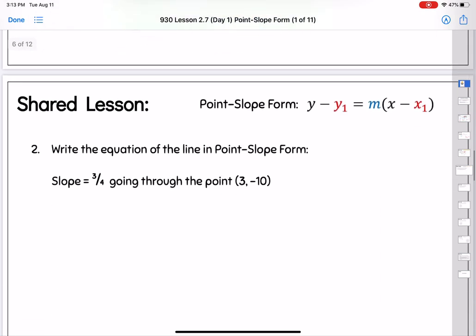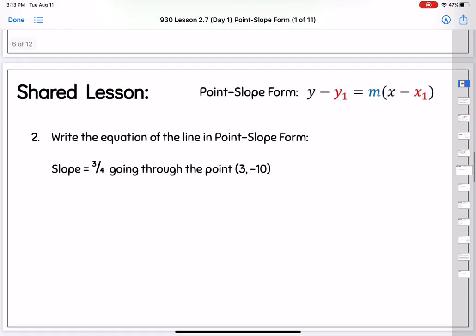All right, let's see if you can handle one here. It says write the equation of the line in point-slope form again. If the slope is 3/4, and it has to go through the point 3, -10. Pause your video and see if you can do this one on your own.